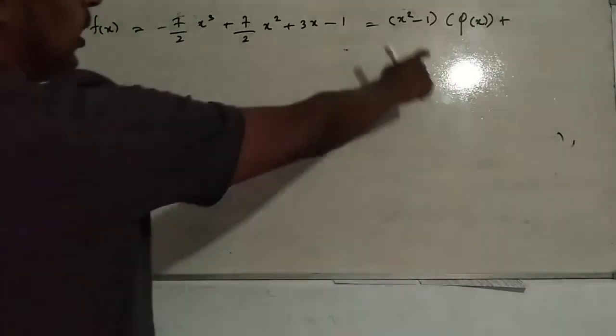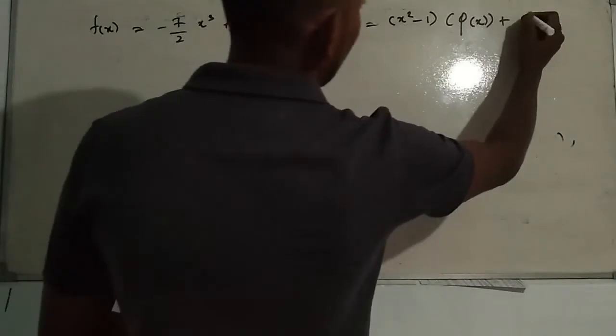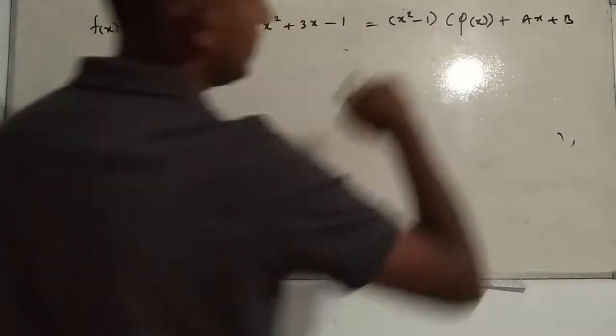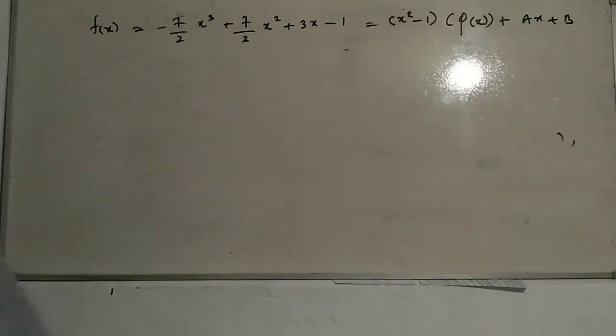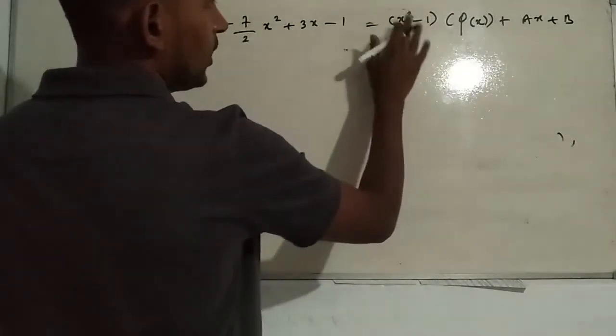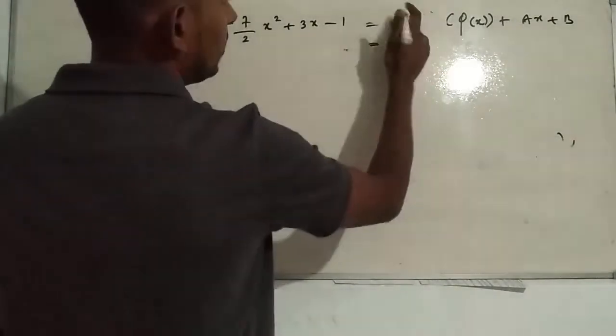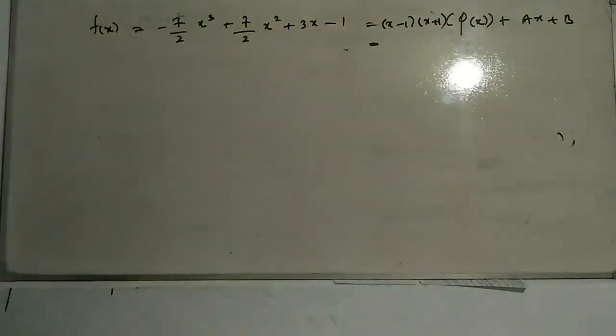You can see the degree of the divisor is 2, so the degree of the remainder must be 2 minus 1, that is 1, right? So I write ax plus b. This is my remainder. I have to find a and b to find the remainder. Before that I simplify this x squared minus 1. You know that x squared minus 1 is equal to x minus 1 times x plus 1, right? Now we substitute suitable values and find ax plus b, right?